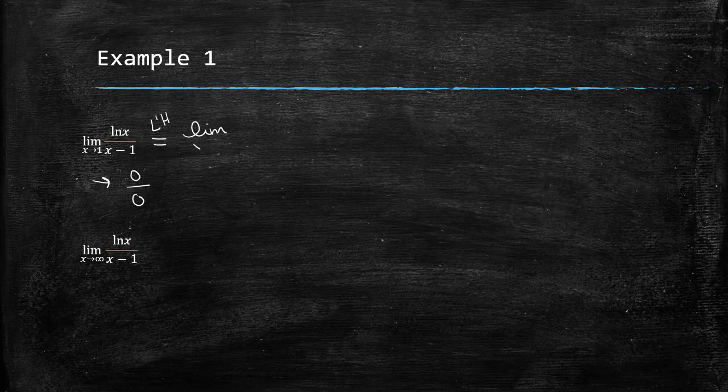So this is the limit as x goes to 1. Take the derivative of the top, so that's 1 over x. The derivative of the bottom is just 1. So now when we take the limit as x goes to 1, we just get 1.